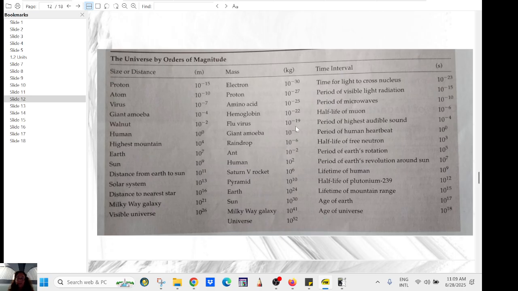The virus, it's very small. The Earth, 10 to the 24 kilograms, right? Just to give you an idea.